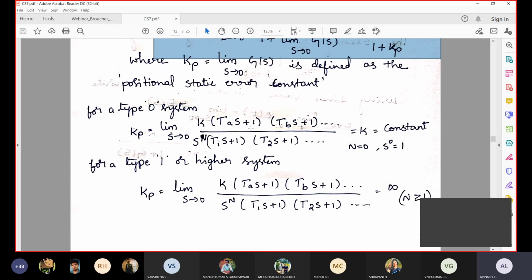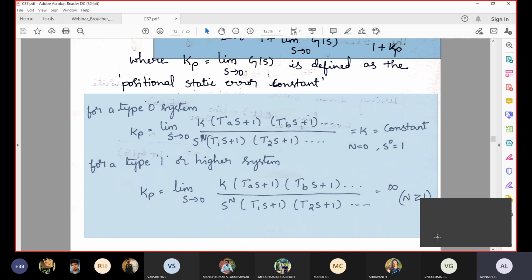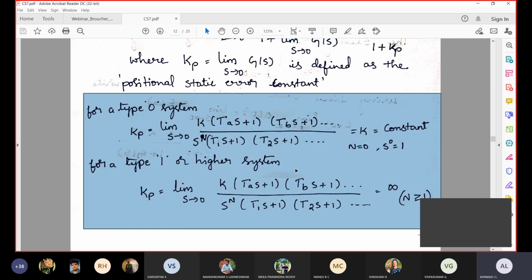Now the next thing we are going to discuss is the type 0 and type 1 system. The general equation for the type 0, type 1 system has been given here. You can make a note of this. So Kp, that is G of s, will be equal to limit s tends to 0, K into (Tas plus 1)(Tbs plus 1), etc., divided by s to the power of capital N into (T1s plus 1)(T2s plus 1), etc. Like that we are going to write it down.